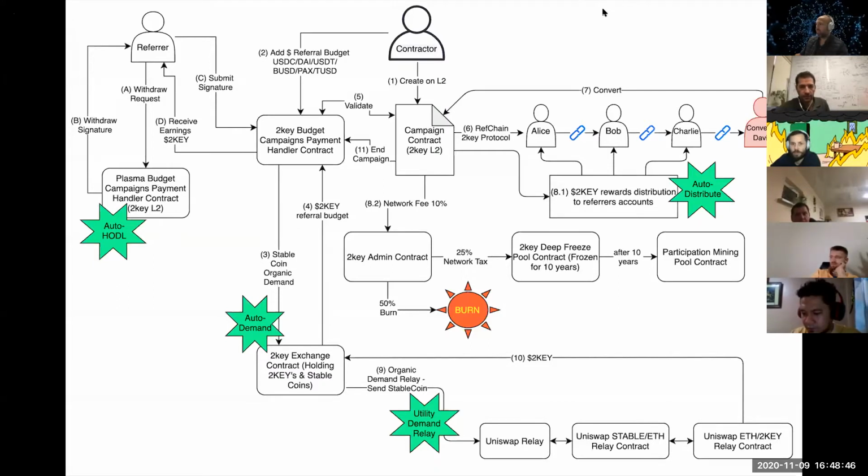So we'll briefly review how the token mechanisms work for budget campaigns. These are going to be the main mechanisms for all the smart links and all the future campaigns, like the API conversions. So there are numbers here. Basically, a contractor now creates a campaign contract on our layer two, so that's free. Then they can add a budget in any number of stablecoins that go into a singleton contract on the main chain. This singleton contract directly uses those stablecoins to purchase Tukey from our internal exchange. So this is the first important step, which creates automatic demand.